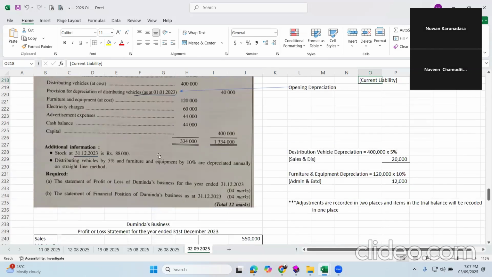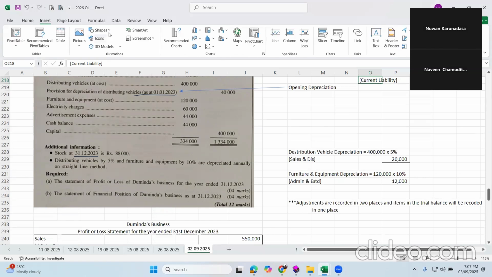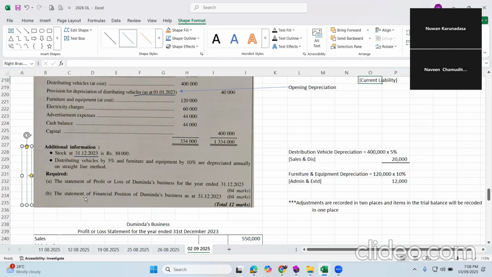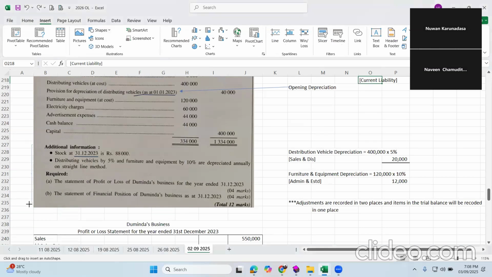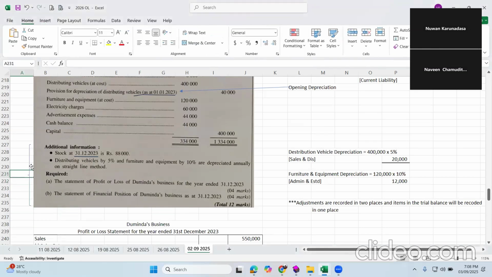Then additional information: stock as of 31st December 2023, 88,000. These are adjustments in addition to the trial balance. They have given some adjustments. From here to here, those will be the adjustments, right? Additional information. These are adjustments. Stock balance is given. Distribution vehicles at 5% and furniture and equipment at 10% are depreciated annually on a straight line basis.